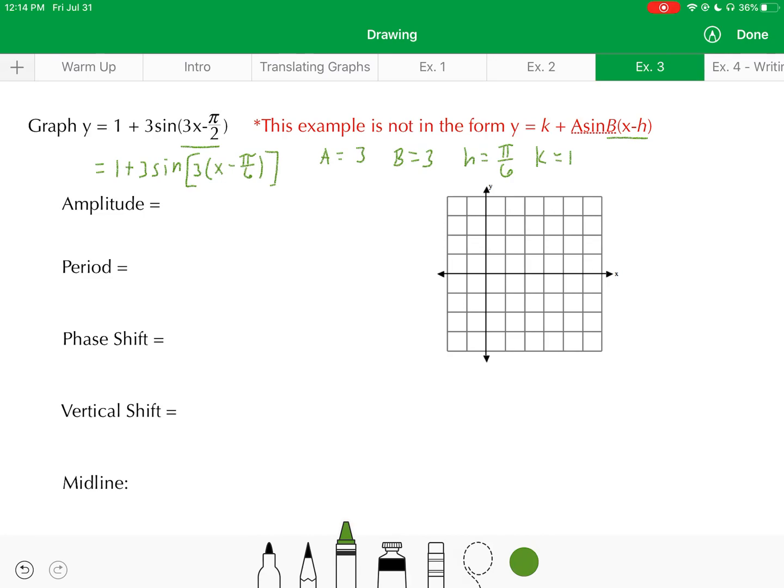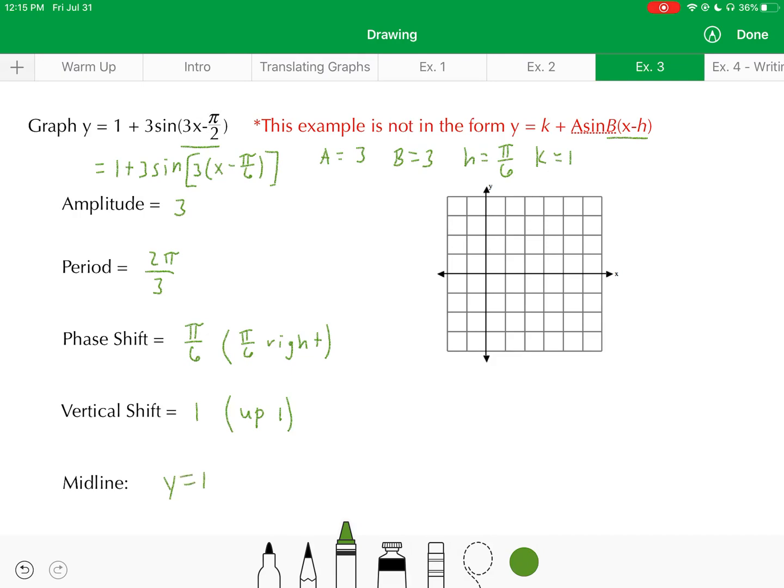That's going to make my amplitude 3 units. My period would be 2 pi divided by the b value of 3. Okay, so the period's 2 pi over 3. The phase shift is going to be positive pi over 6, which means move right pi over 6 units. And the vertical shift is going to be 1, meaning move up 1. And that moves the midline to y equals 1.